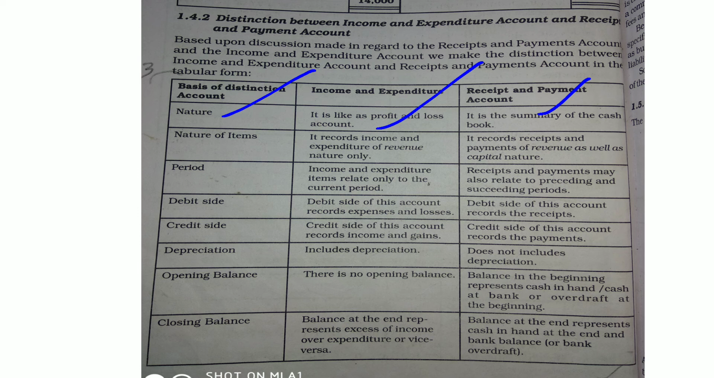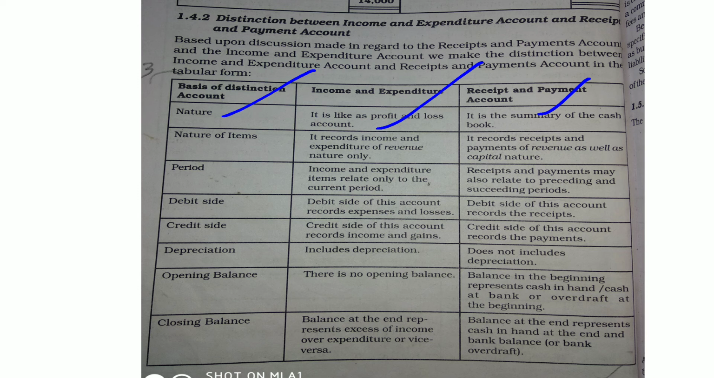Next one is nature of items. In the income and expenditure account, the incomes of revenue nature are recorded, meaning revenue receipts are recorded.